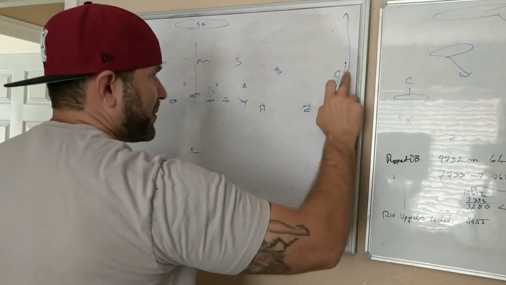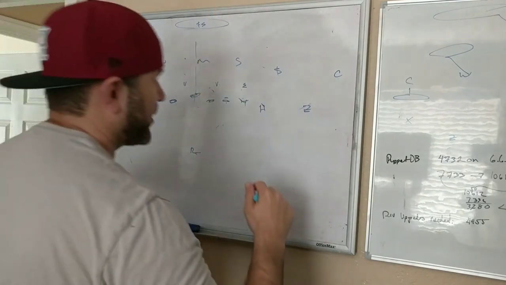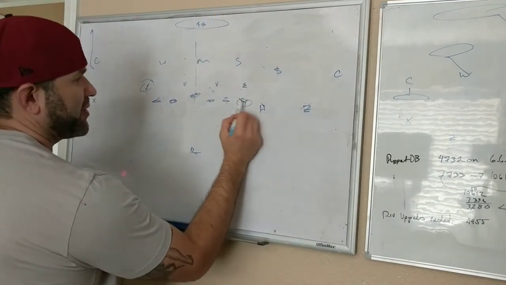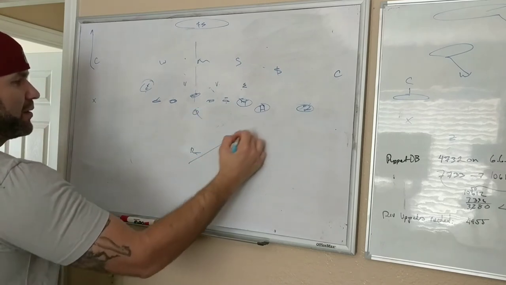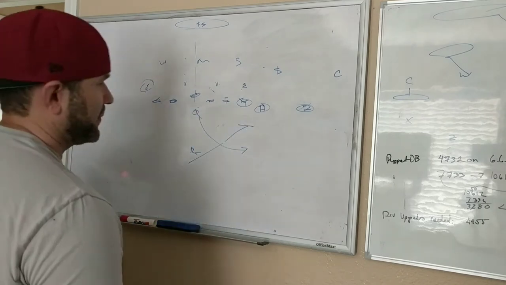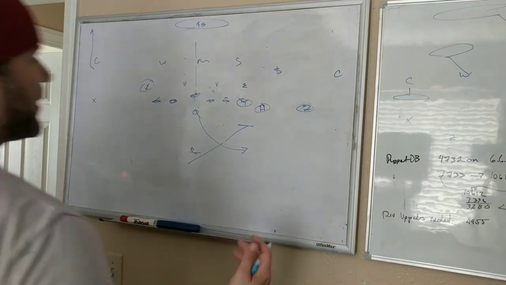Now I'm not going to spend too much time on delineating how you want to run your routes, okay? You're going to have to decide that. These are going to be your three primary receivers in the sprint out game. We're going to call this sprint right. Okay, an old simple sprint trick. It's been around forever. I really don't care how you want to do this.